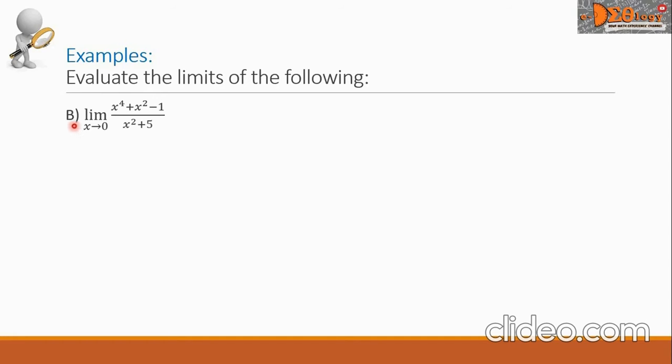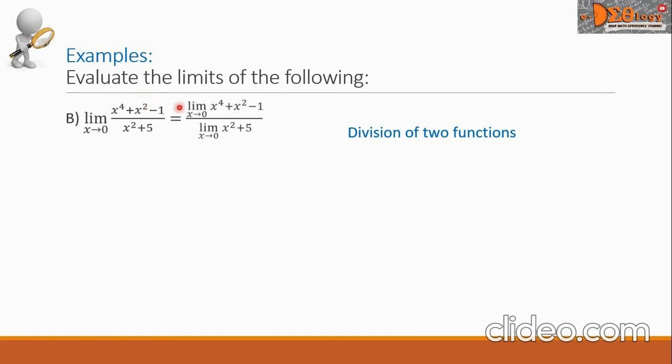Example B. The limit of the function x raised to 4 plus x squared minus 1 all over x squared plus 5 as x approaches 0. This is an example of division of two functions. So in here, we're going to take the limit of the numerator and the limit of the denominator as x approaches 0, respectively.